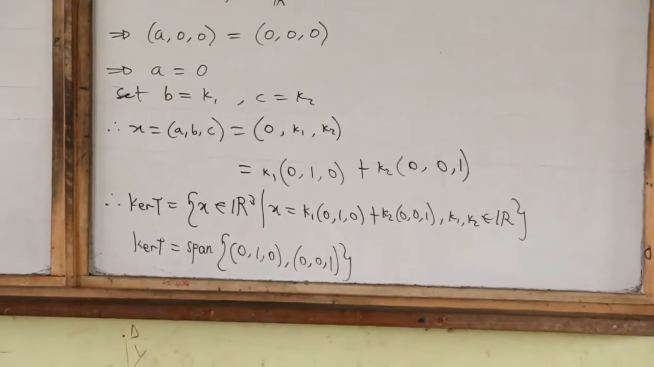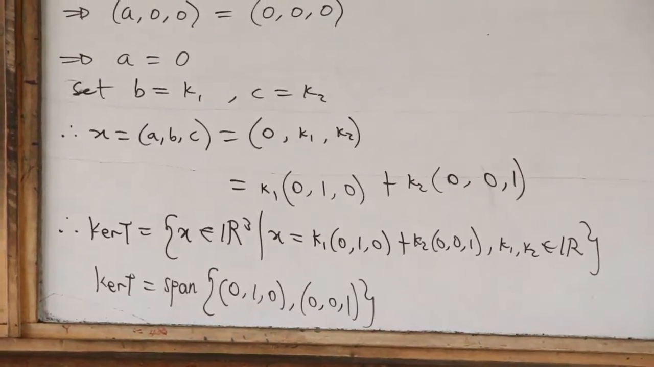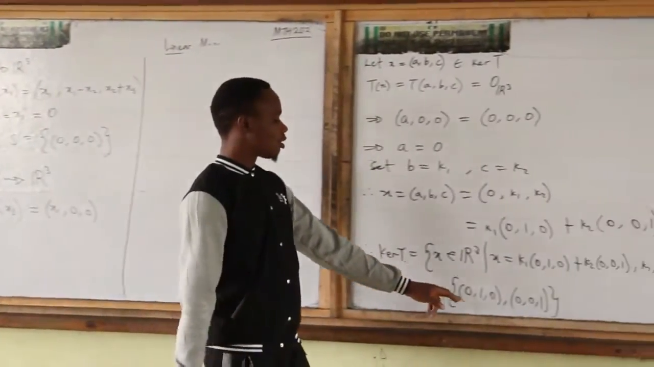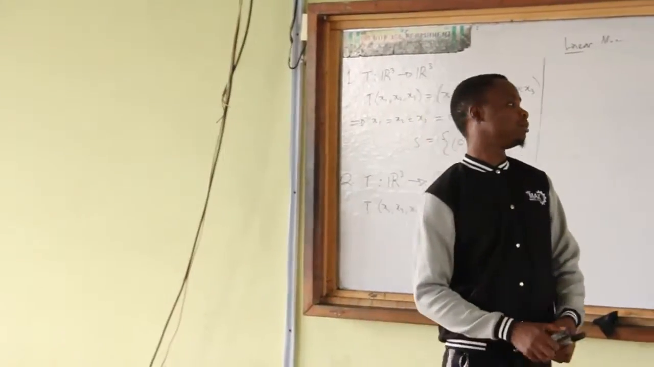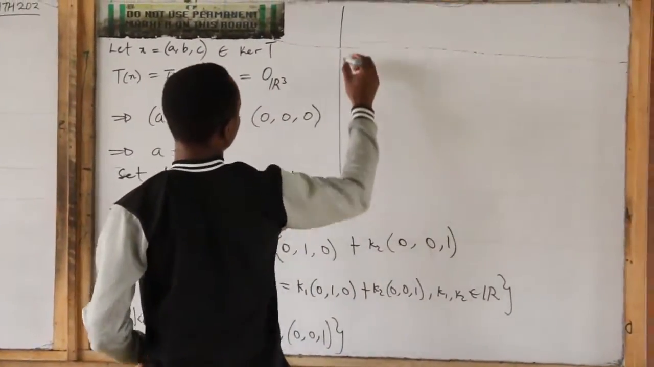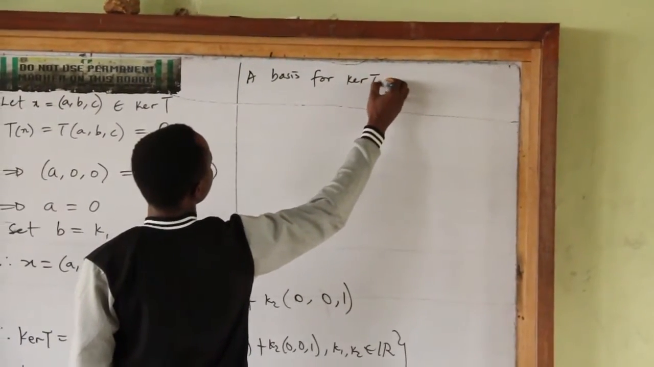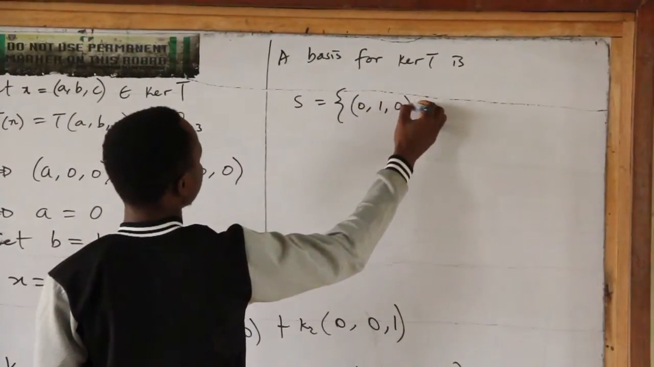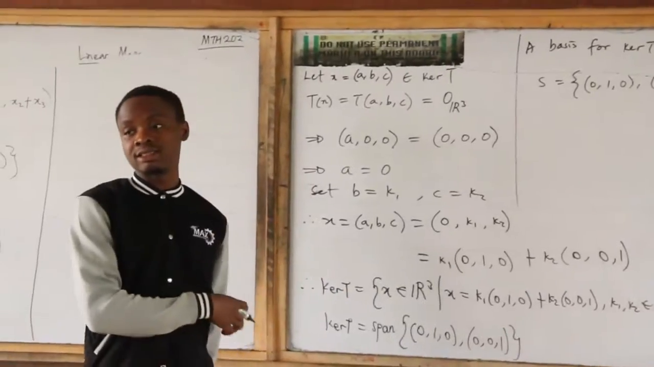Is it clear? Alright, so that means the nullity of this transformation is what? What's the nullity of the transformation? 2. Okay. A basis for ker T will be what? 0, 1, 0 and this one. So that's in the set that contains the two elements. A basis, pay attention, for ker T is 0, 1, 0 and 0, 0, 1. Please pay attention. This is a standard basis.